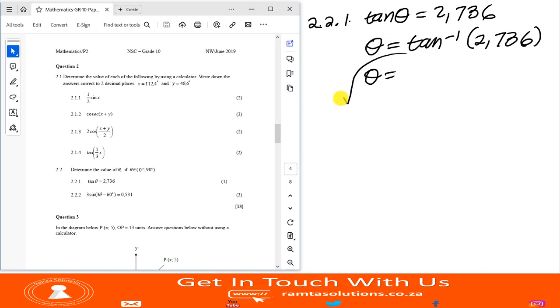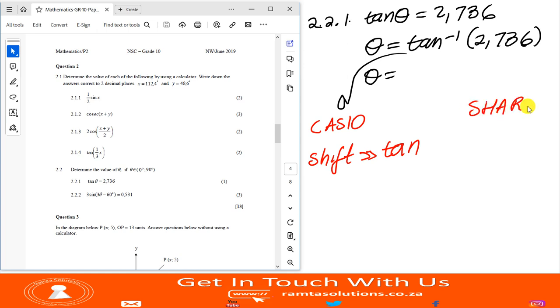To get this on Casio, let me just write this. On Casio, you say shift followed by tan. It'll give you this. And if you're using Sharp, you press second function followed by tan. If you're using Sharp, you press second function followed by tan. If you're using Casio, shift followed by tan. Now let's answer the question.